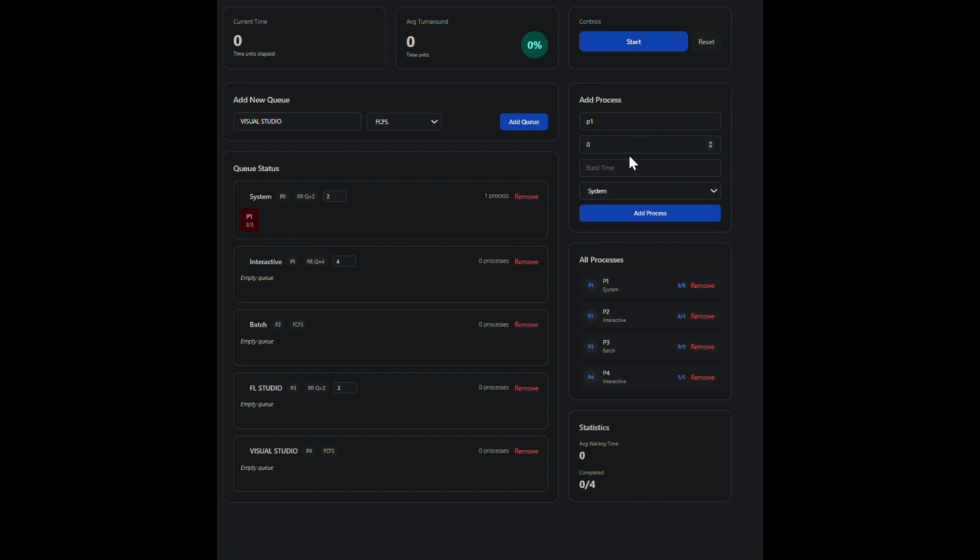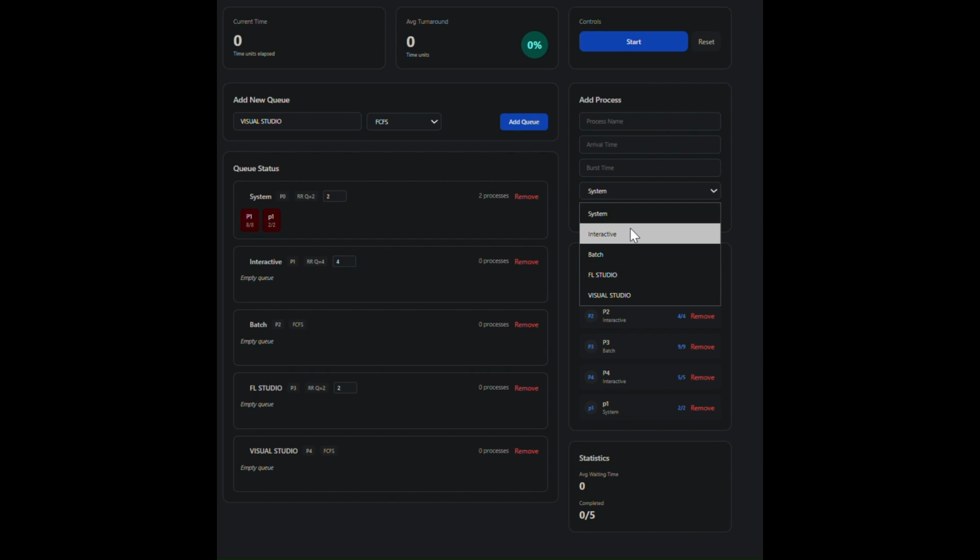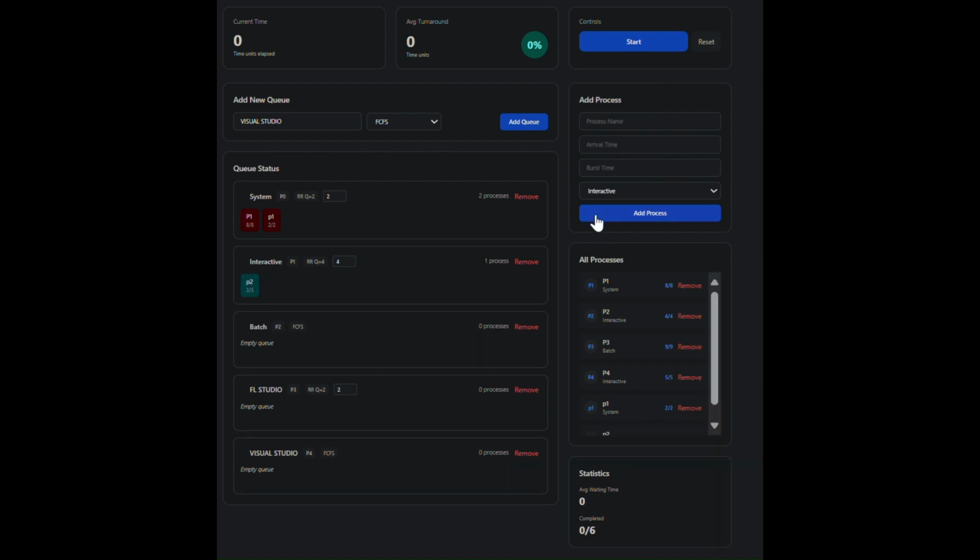The system used 3 distinct queues, defined by priority. The system queue, which held the highest priority, utilized the round-robin algorithm with a time quantum of 2. The FL Studio queue, designated medium priority, also used round-robin with a time quantum of 4. The Visual Studio queue, holding the lowest priority, was scheduled using the first-come, first-served, or FCFS algorithm.